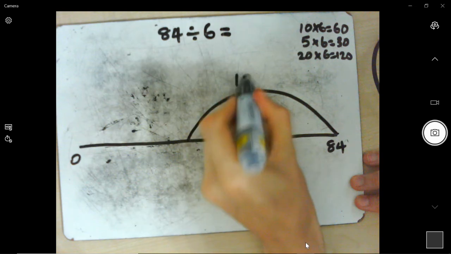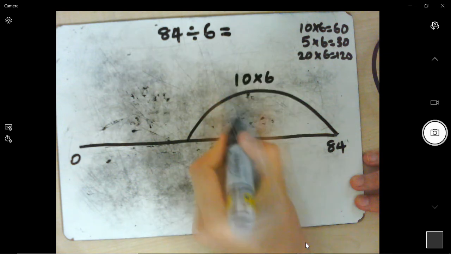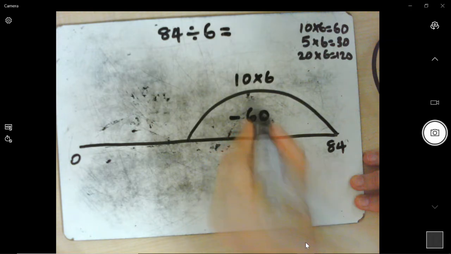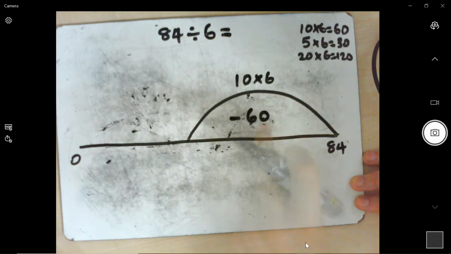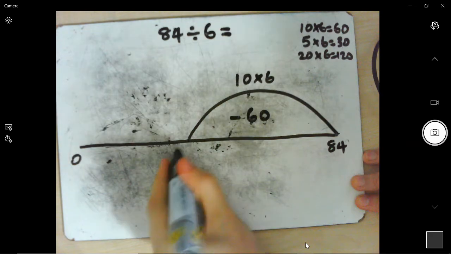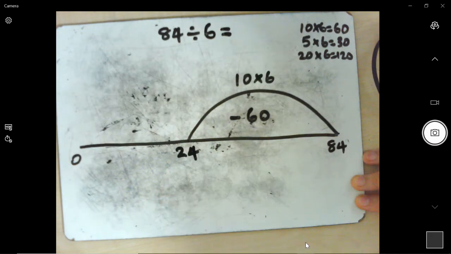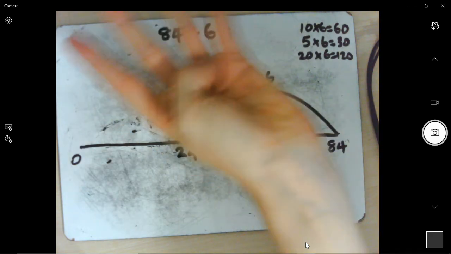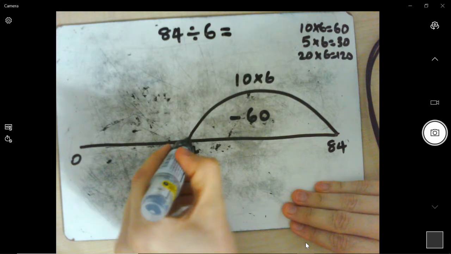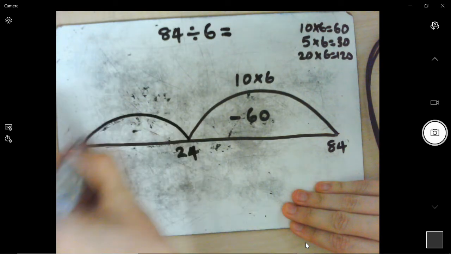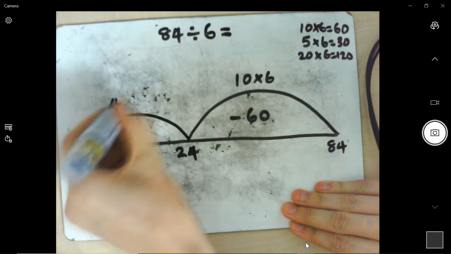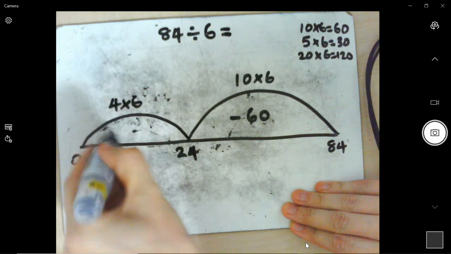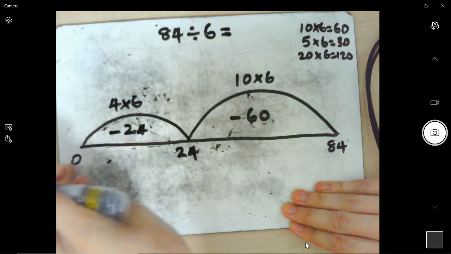So 10 groups of 6, and I'm subtracting it now. So 84 take away 60 is 24. It's 24 in the 6 times table. 6, 12, 18, 24. It is. It's the 4th multiple. So then, if I subtract 4 groups of 6, that's 24, I land on 0.